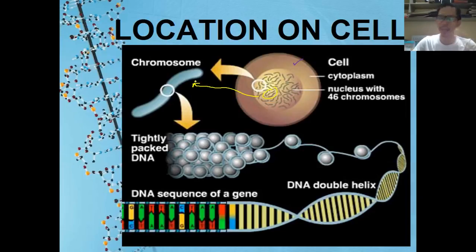Basically they look like this. We have the centromere over here, and we have the chromatids on both sides. When we enlarge this chromosome that we have here, it will look like this one.